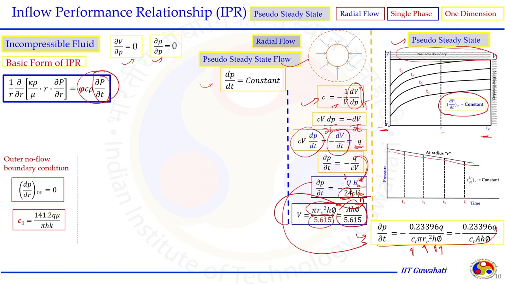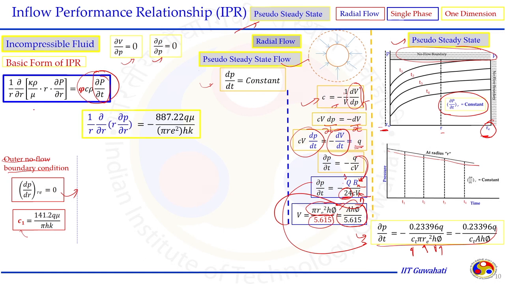So let's say another boundary condition that is required to solve for the pseudo steady state flow condition is the outer no flow boundary condition, meaning at any radius, or at r equal to r_e, there is no change in the pressure with respect to r, and the coefficient C1 that will appear further in the expression can also be obtained.